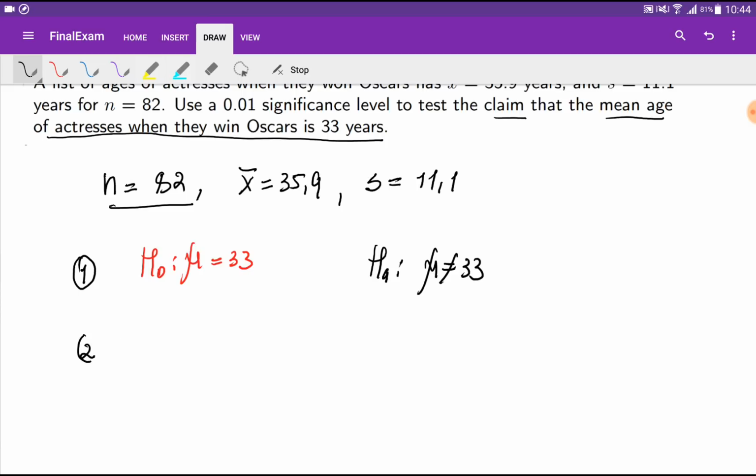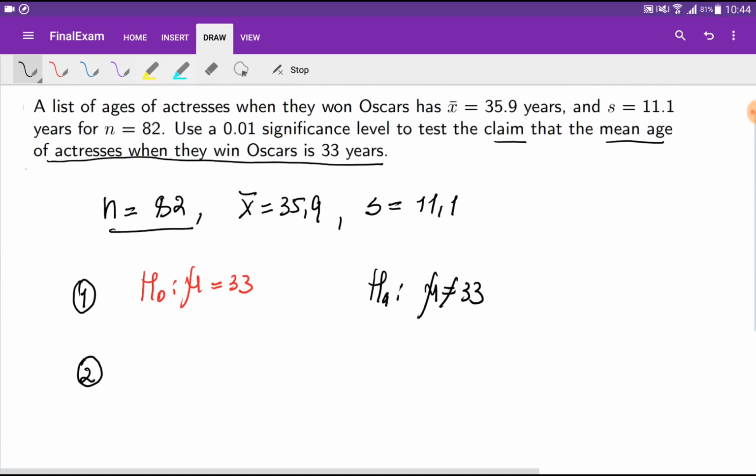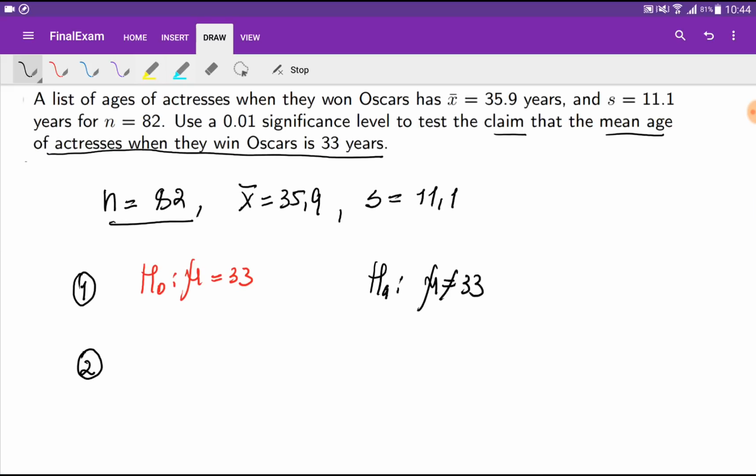In the second step, we need to identify the test type and find the rejection regions, right? Since the sign of the alternative hypothesis is not equal, it means that we're going to have two rejection regions on both tails. So the rejection region is going to be here and here, right? Since the level of significance is 1%, the total amount of the areas here should be 1%. So this is going to be 0.005, or 0.5%, and this area here is also 0.005.